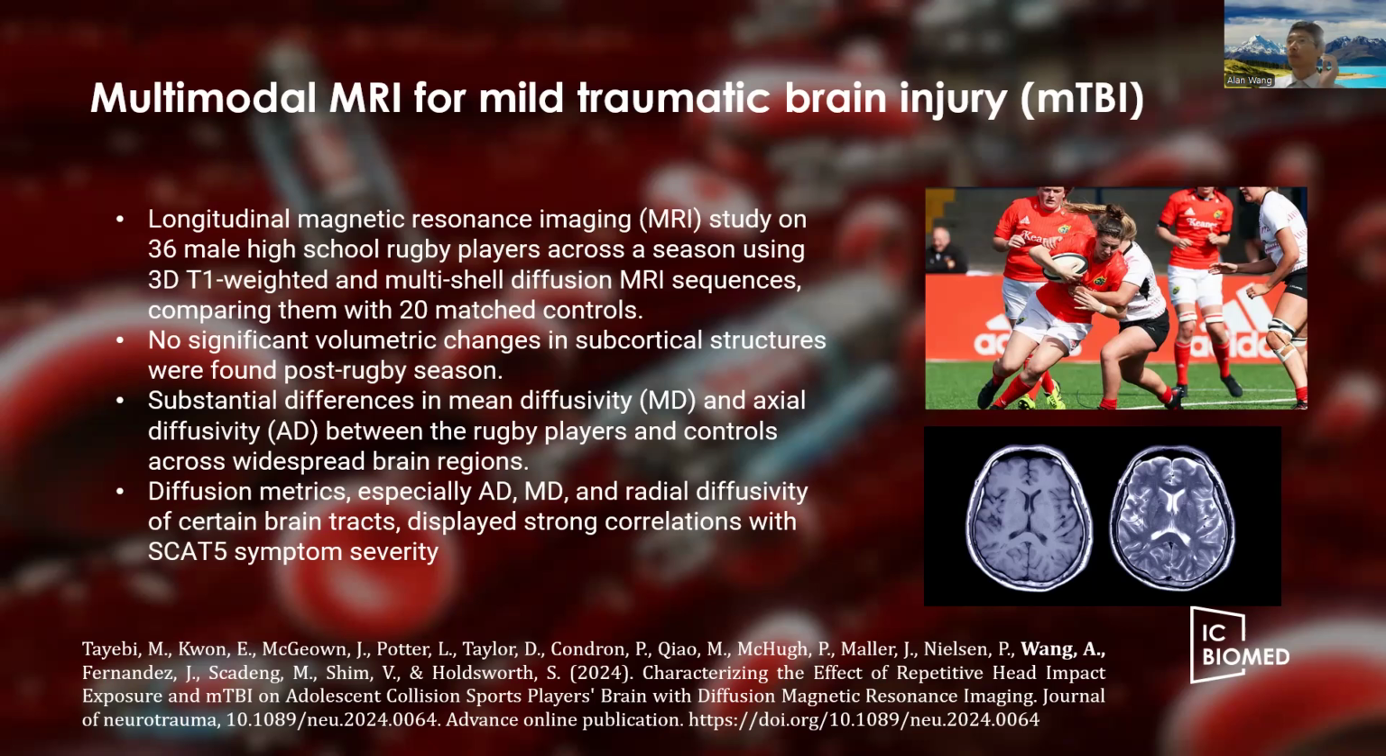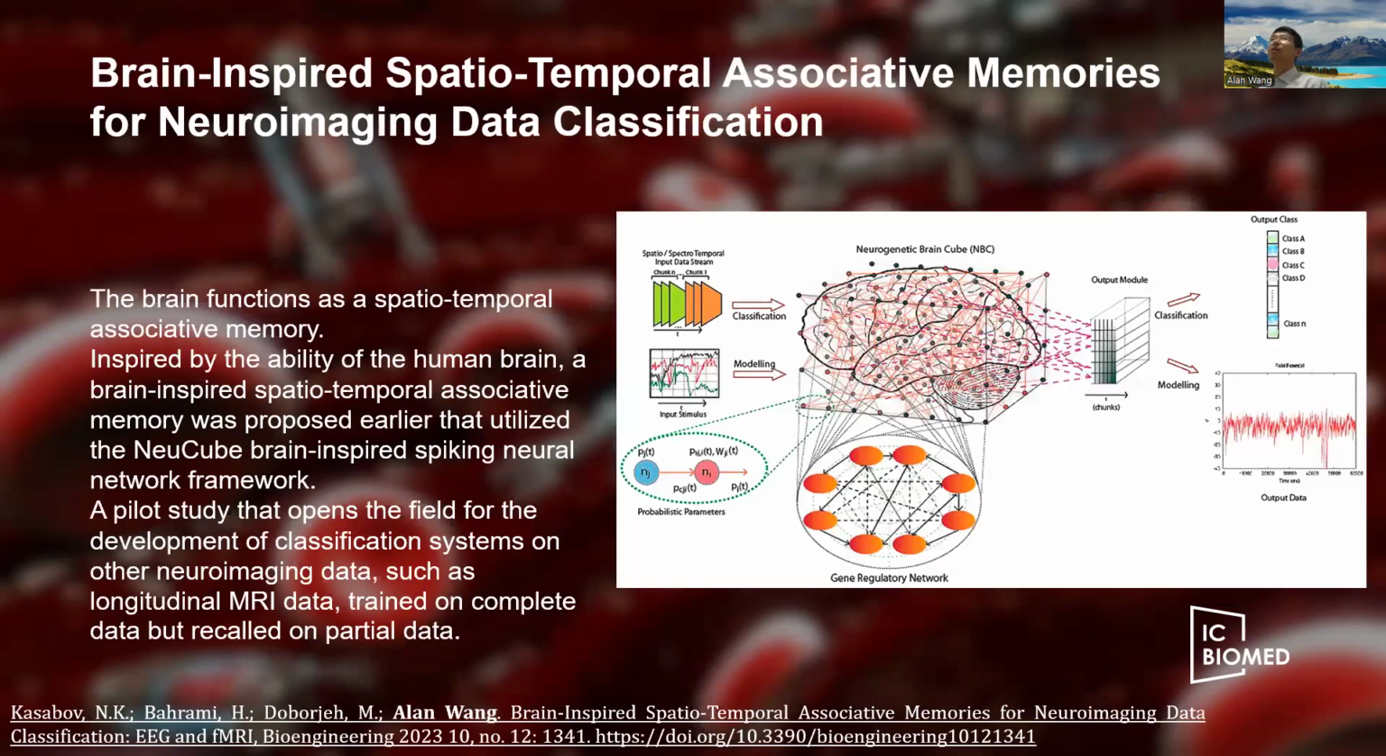The diffusion metrics such as AD or MD and also RD, radial diffusivity, within certain brain tracts demonstrate a strong correlation with the symptom severity. That means the more severe the symptoms, the more obvious or more significant the difference shown in AD, MD, or RD. So this is one of our recent studies to utilize multimodal MRI as well as the quantifications for mild traumatic brain injuries.